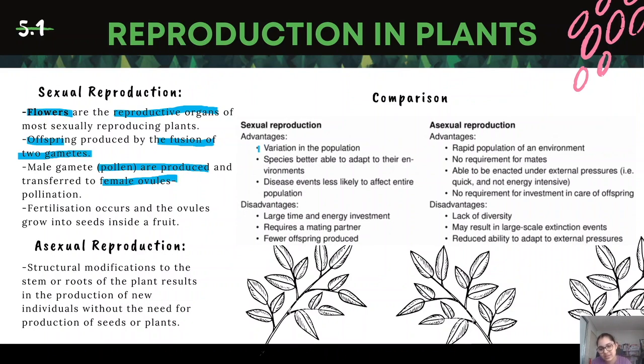So this essentially links to all three. But yeah, if there is variation in the population, disease is less likely to affect the whole population, and as a result it can't cause danger to the survival of the whole population.